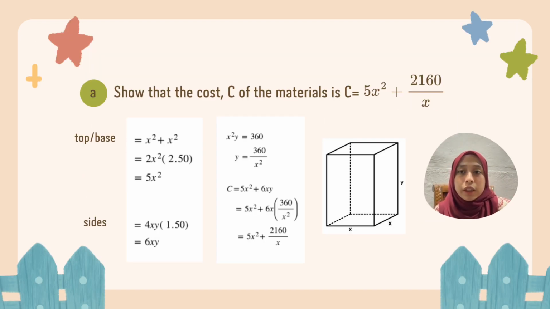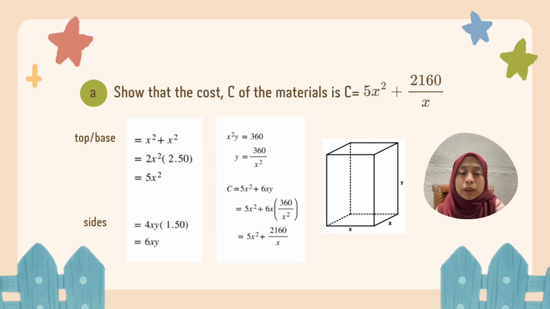Firstly, we need to calculate the cost of the top and bottom. The area of one square base is x squared. Since there are two such surfaces, top and bottom, the total area is 2x squared. Given the cost per unit area for these surfaces is RM2.50, we need to multiply it with 2x square, and the answer is 5x square.